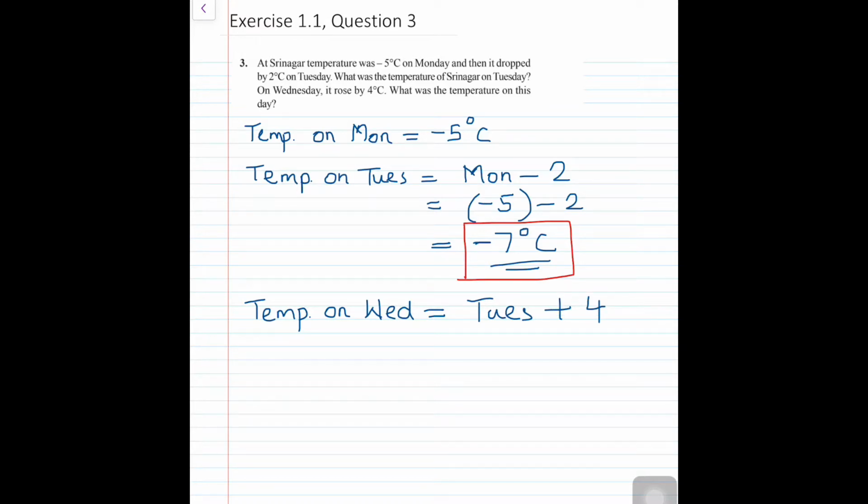Now what was the temperature on Tuesday? It was negative 7. Okay. Plus 4, and that's equal to, you have a negative here and a positive here, means you have to subtract and the answer will be having a negative sign because 7 is the greater number. Okay. So the answer will be 7 minus 4, 3, and it will be a negative number. So negative 3 degree Celsius is the temperature on Wednesday.